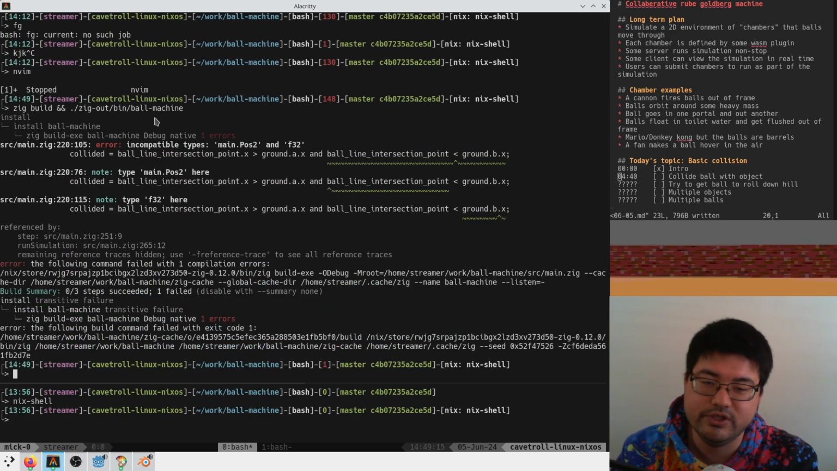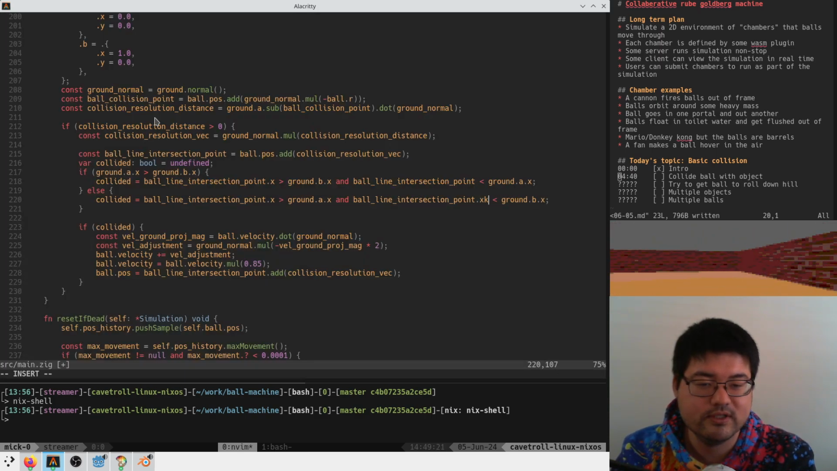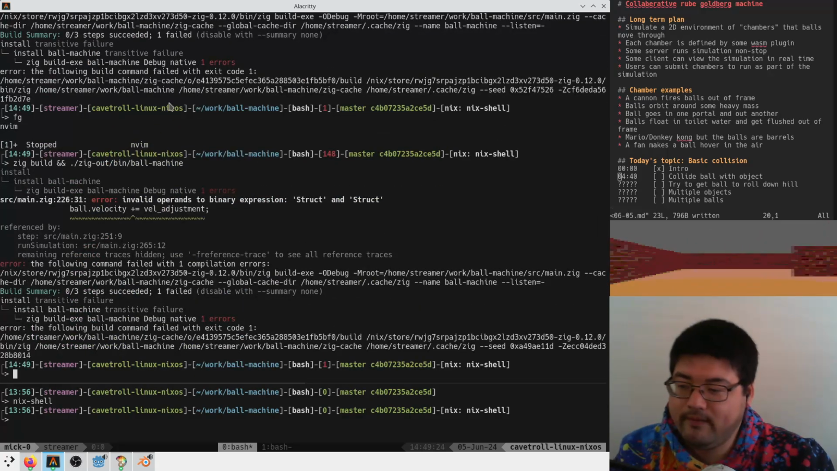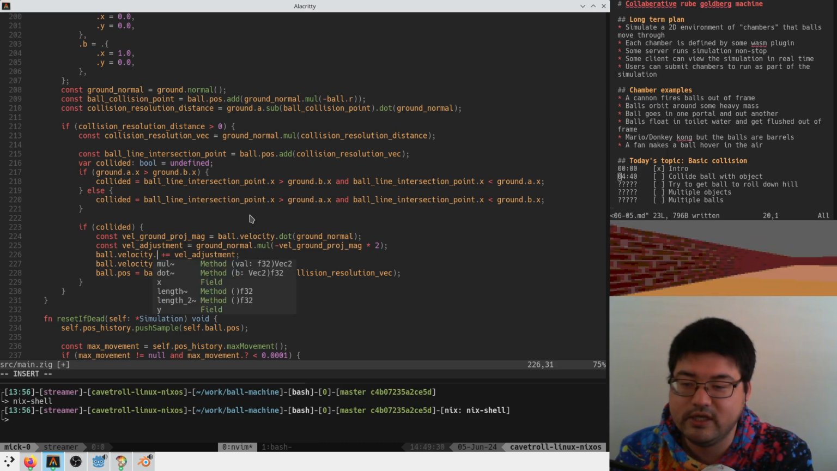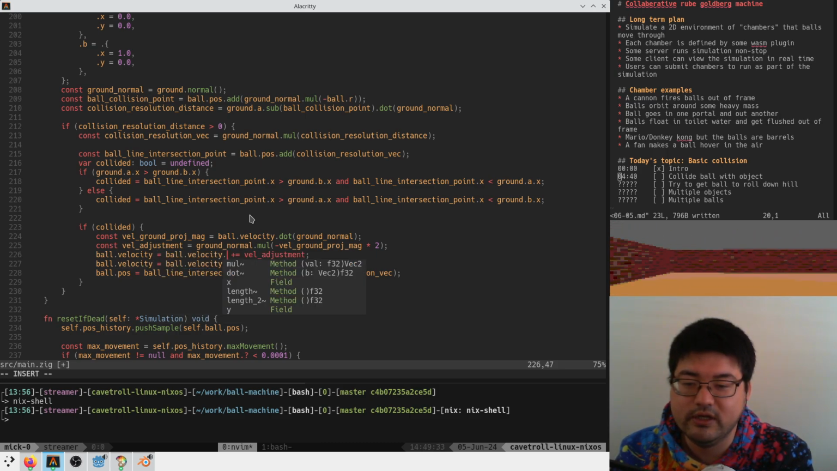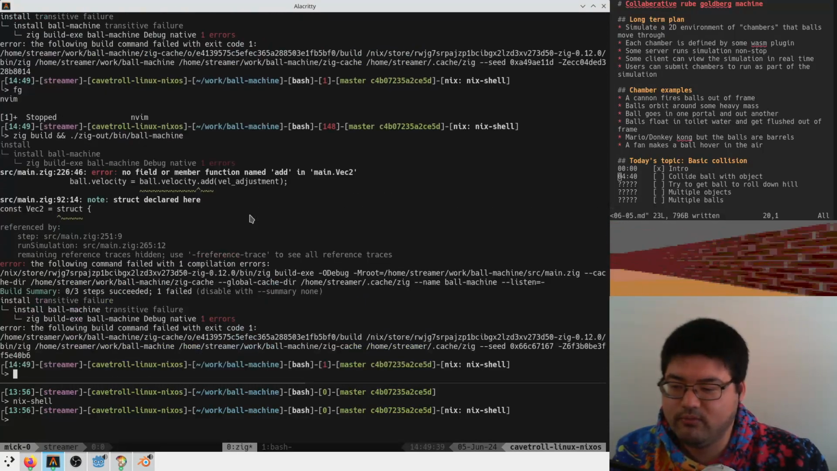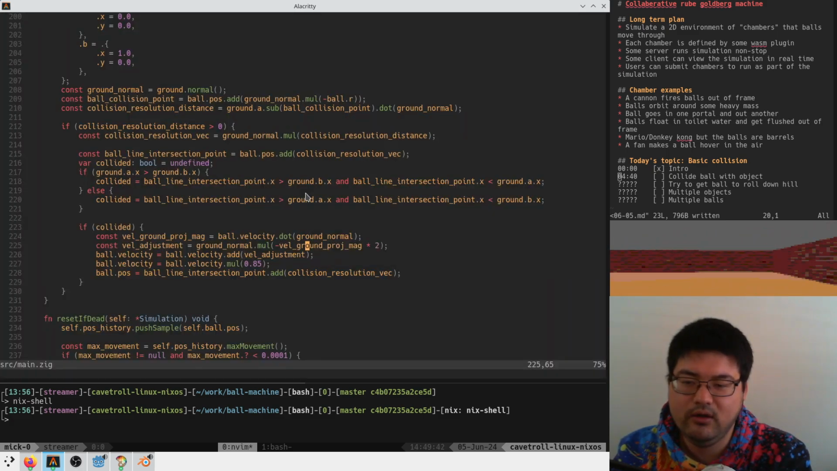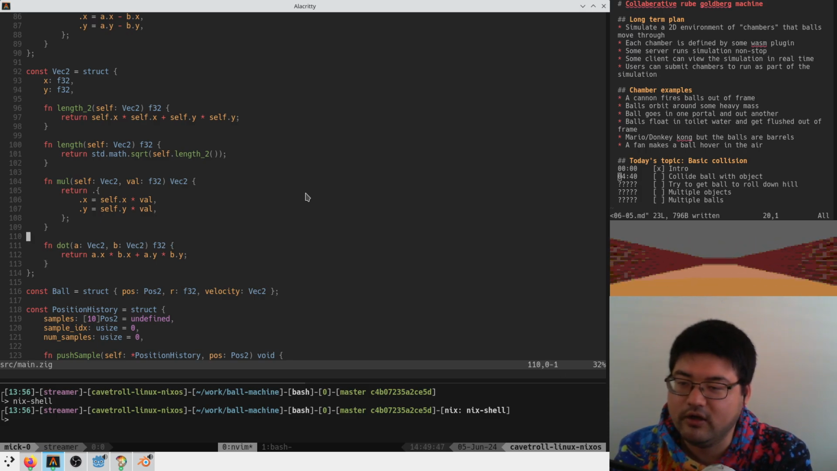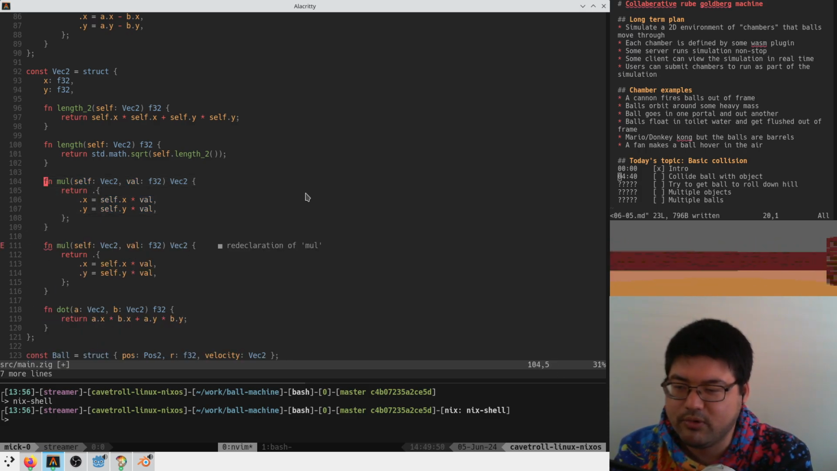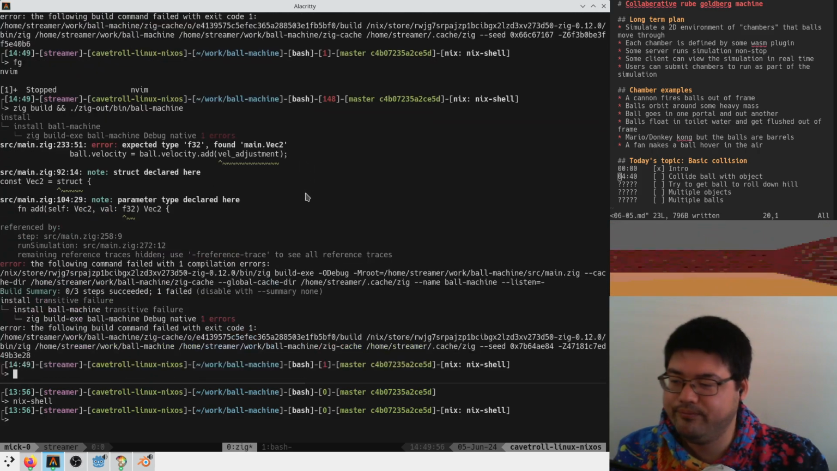First of all, it doesn't compile, which is, of course, 220. So this is supposed to be x on both these. And then it doesn't like this addition here at 226. So this has to be ball velocity is equal to ball velocity add the adjustment. Yeah, this seems fine. No add. I can't add two vectors together. What have I done? Okay, fine. We'll implement add because I'm pretty sure there's no reason that that shouldn't be allowed. Plus plus. There we go.